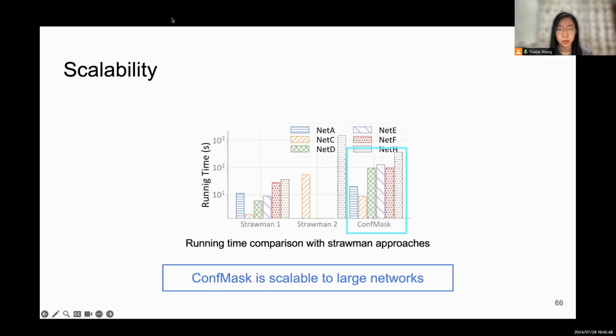For the scalability of ConfMask, we compare it with the strawman solutions we propose. The execution time of ConfMask is acceptable. As expected, it is slower than the first strawman solution, which is guaranteed to terminate in one iteration, but severely compromises the security. And it is much faster than the second strawman solution, which for most of our evaluation networks does not terminate within a reasonable time.